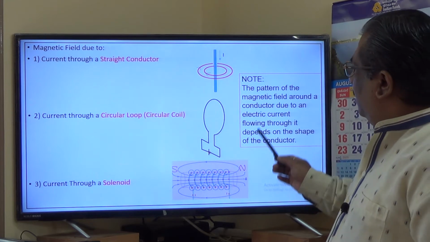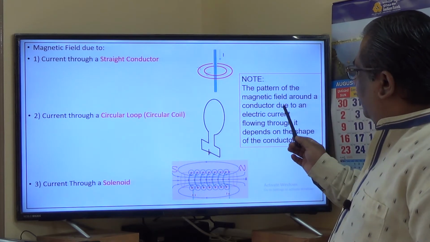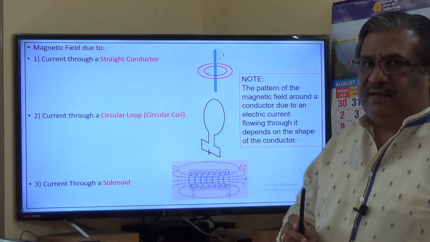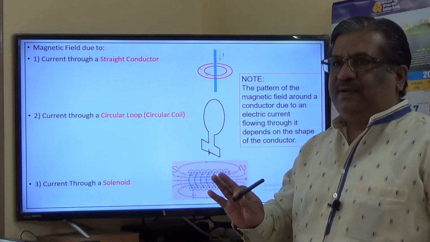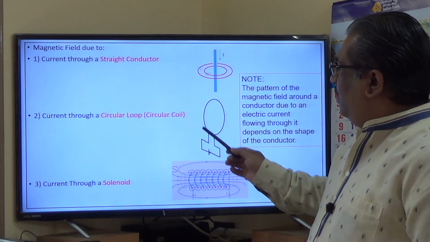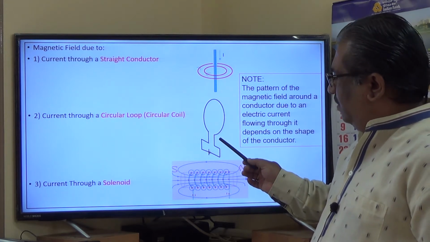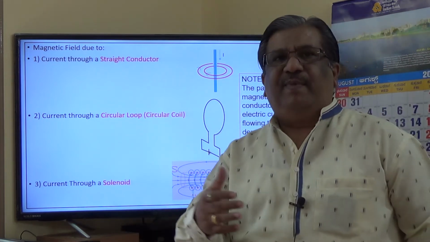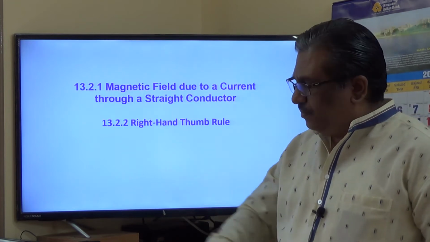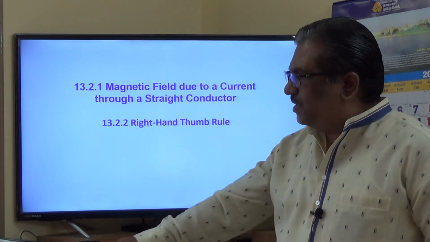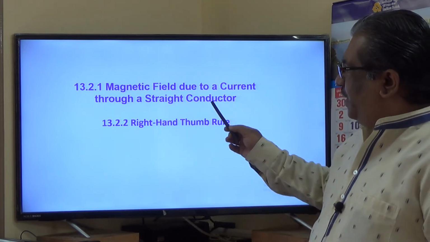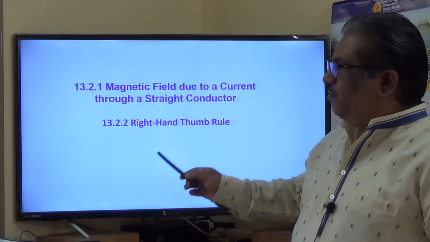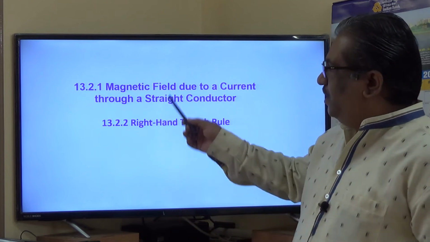Important note here: the pattern of magnetic field around a conductor due to an electric current flowing through it depends on the shape of the conductor, and therefore three peculiar shapes: a straight conductor, a circular loop or a coil, and a solenoid. So these are the three cases in which we will study the pattern of magnetic fields. First case, magnetic field due to a current through a straight conductor and the associated law, that is the right hand thumb rule, to find out the direction of the field lines. These two we'll study first.